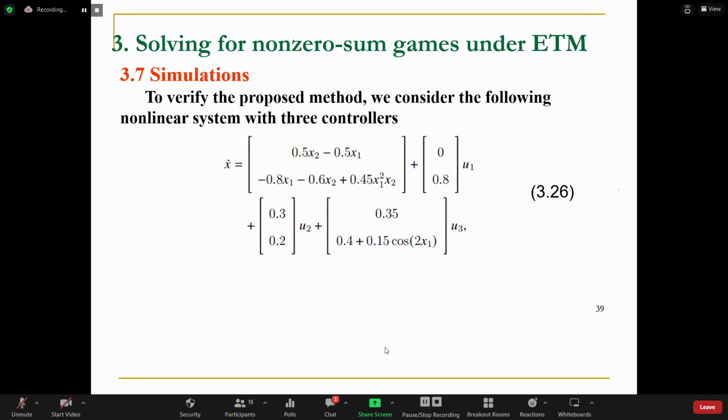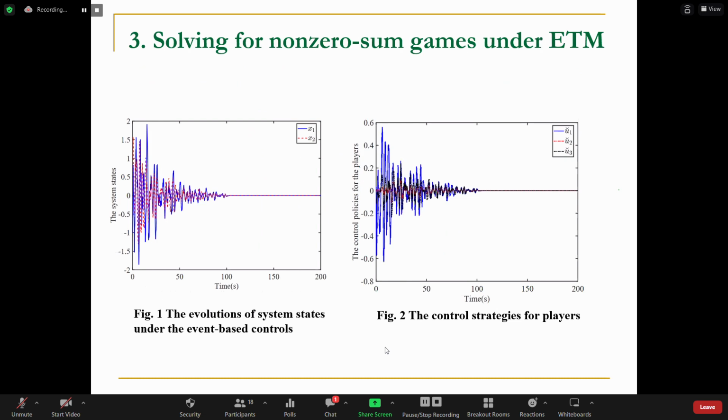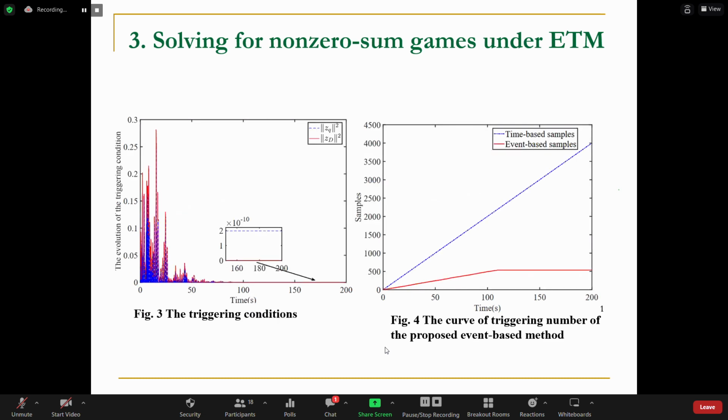To verify the proposed method, we consider the following nonlinear system. Here, we give some simulation results. Figure 1 shows the evolutions of system states. Figure 2 shows the event-based control strategies for every player. Then, Figure 3 reveals the triggering condition.